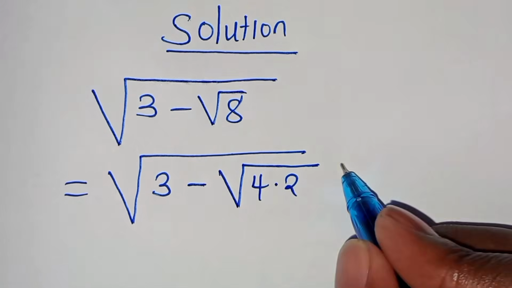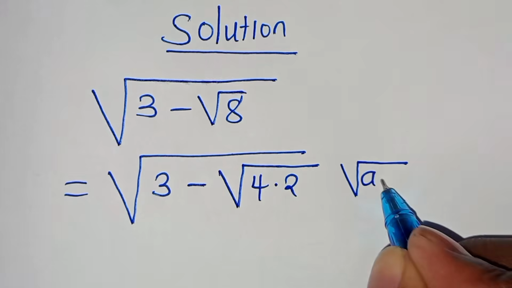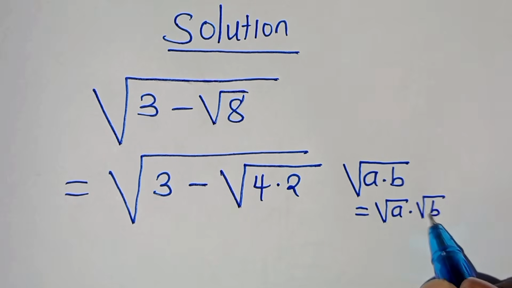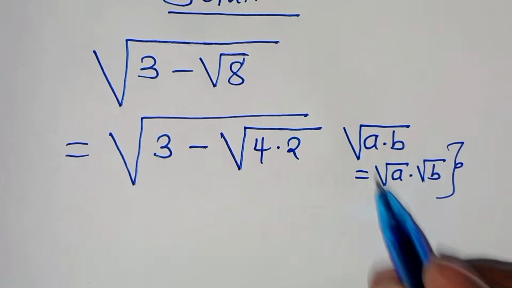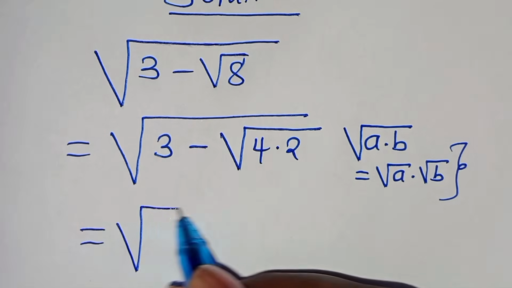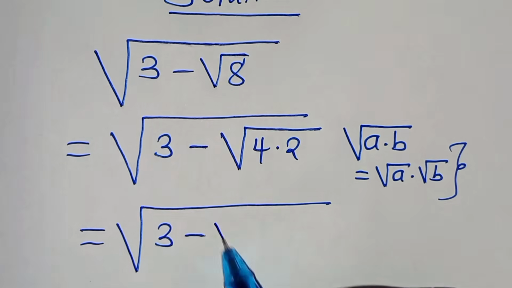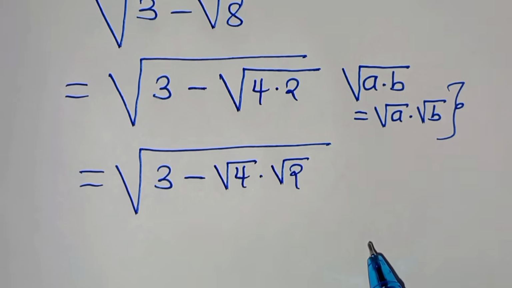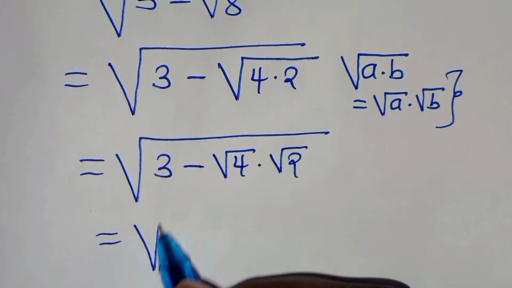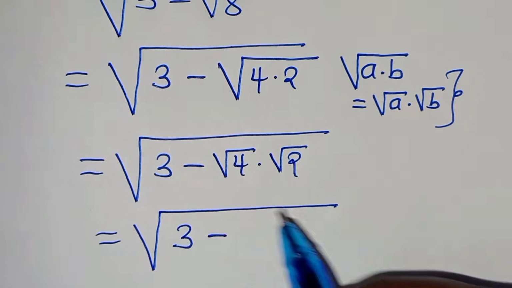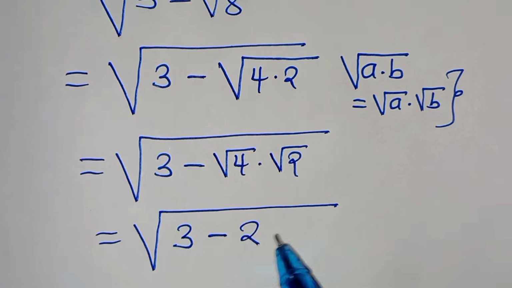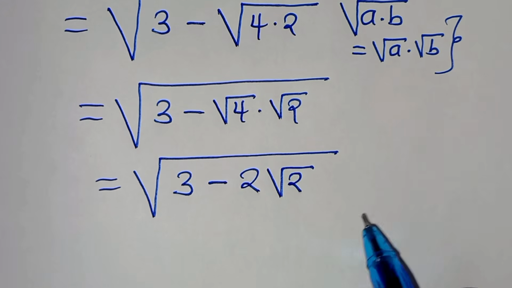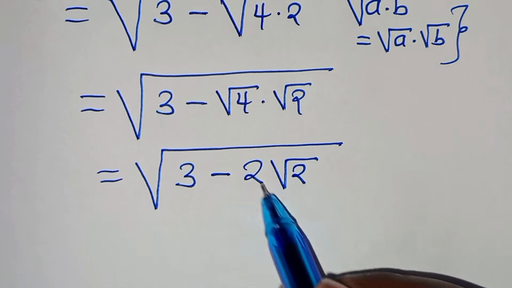Remember that the square root of 4 times 2 is in the form of square root of a times b, which we can express as the square root of a times square root of b. Applying this property, then we have the square root of 3 minus square root of 4 times square root of 2. Now this implies that here we have the square root of 3 subtract square root of 4. This is 2 multiplied by square root of 2. Now we have the square root of 3 minus 2 square root of 2.